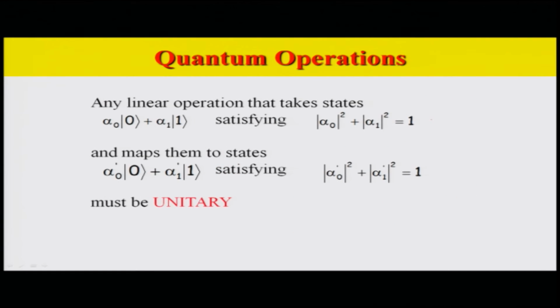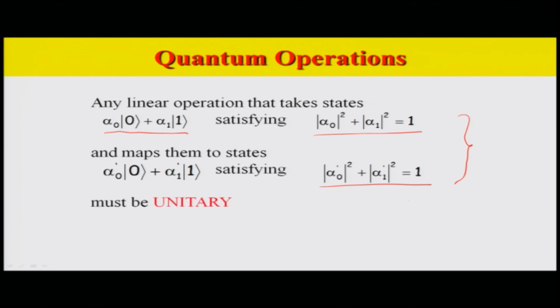So, any linear operator that takes the states from, say, a linear combination of them satisfying that the total probability of their measurements is 1, and maps them to states satisfying another set, is going to be unitary, and this unitary transform would help us to do a basis transform.